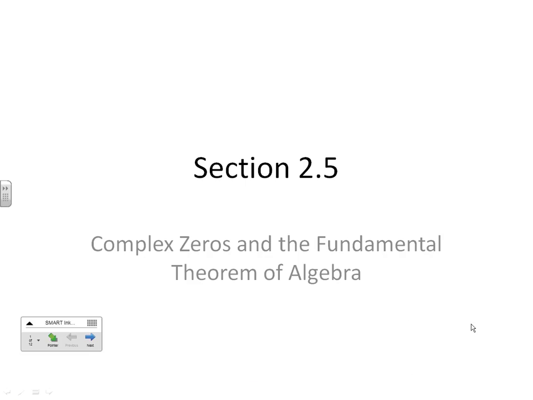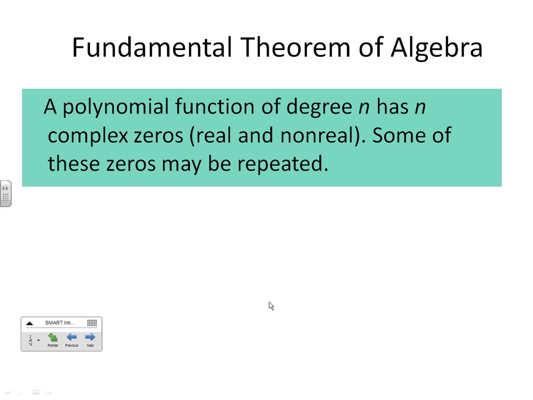Section 2.5, Complex Zeros in the Fundamental Theorem of Algebra. The fundamental theorem of algebra is that a polynomial function of degree n has n complex zeros, real and non-real. Some of these zeros may be repeated.